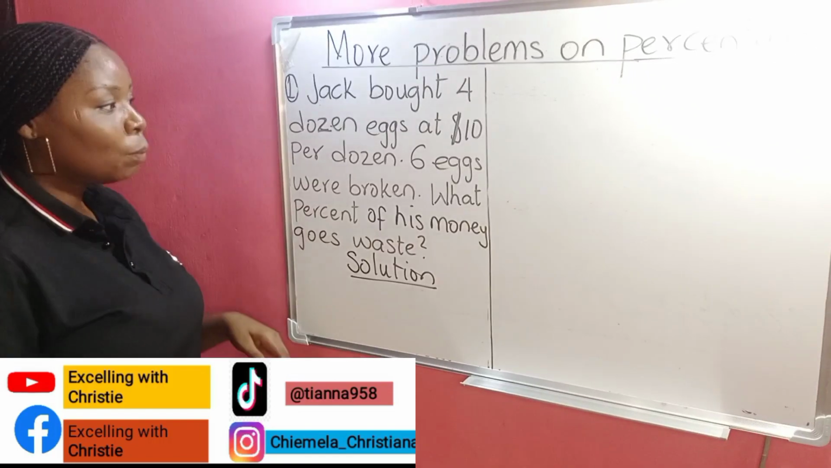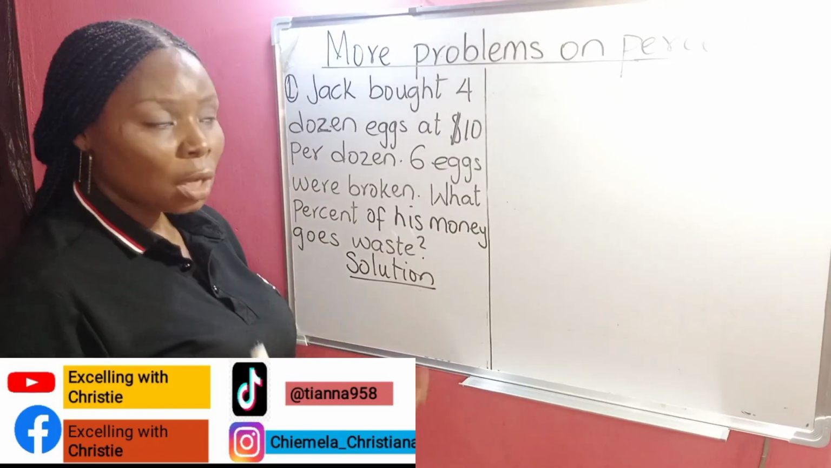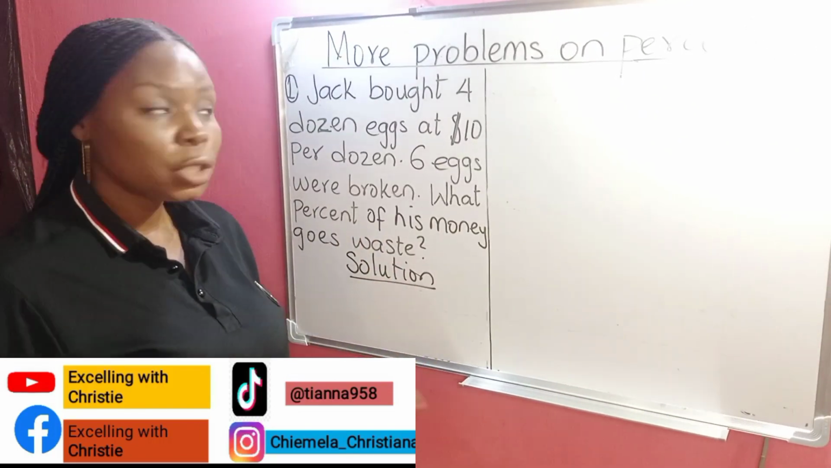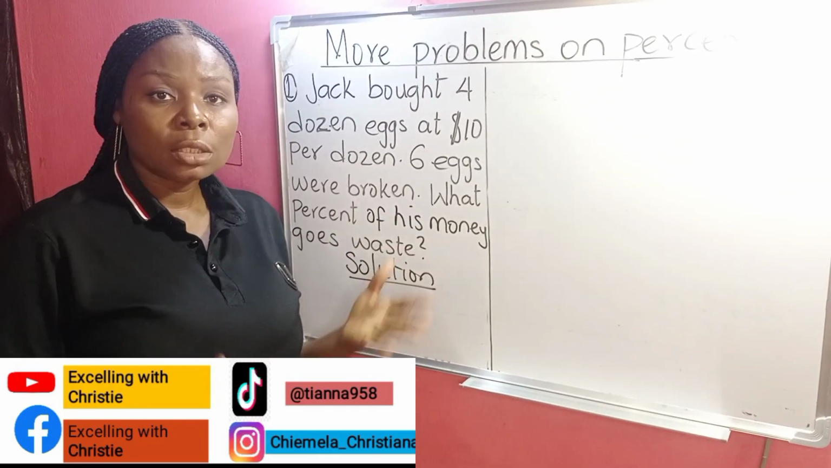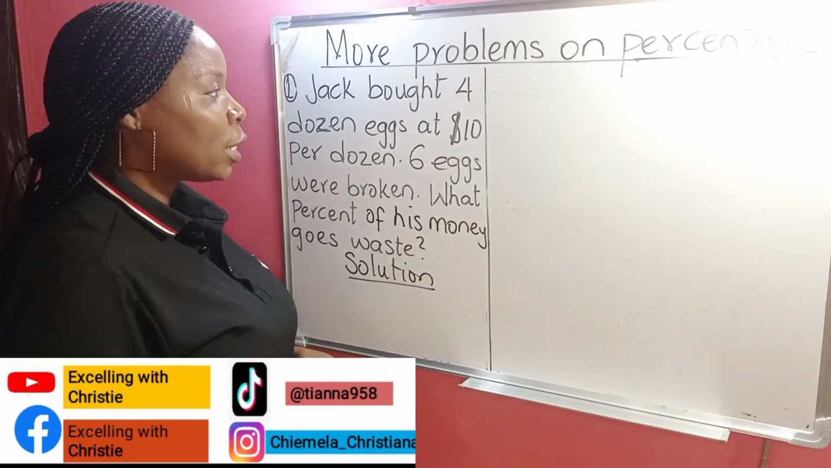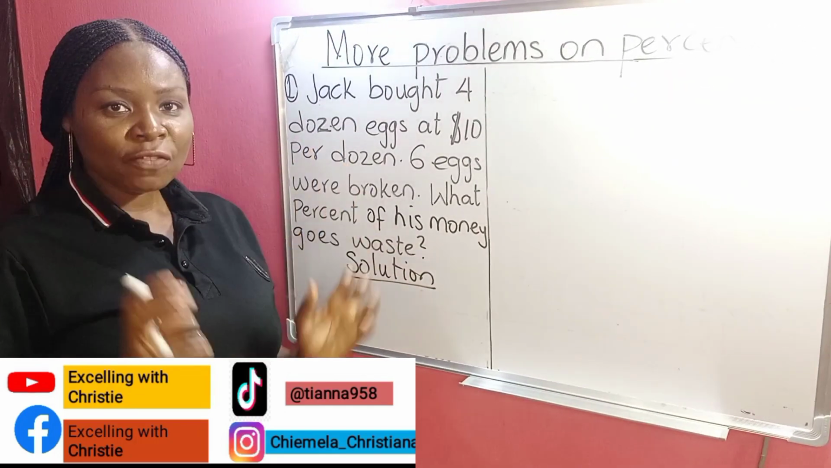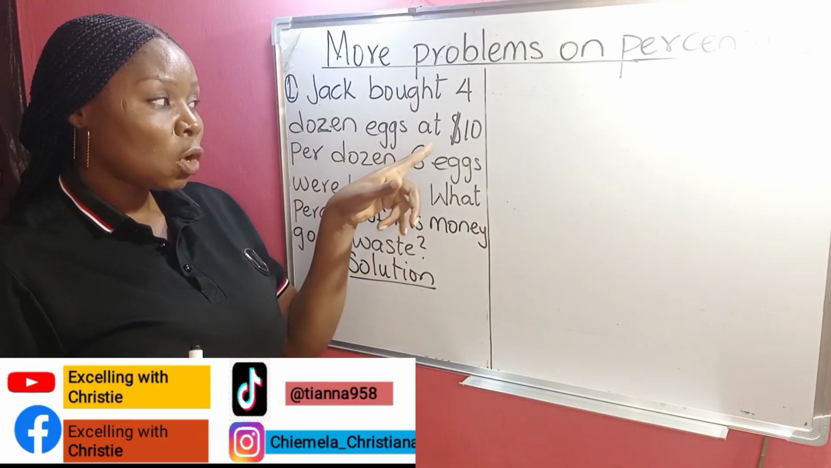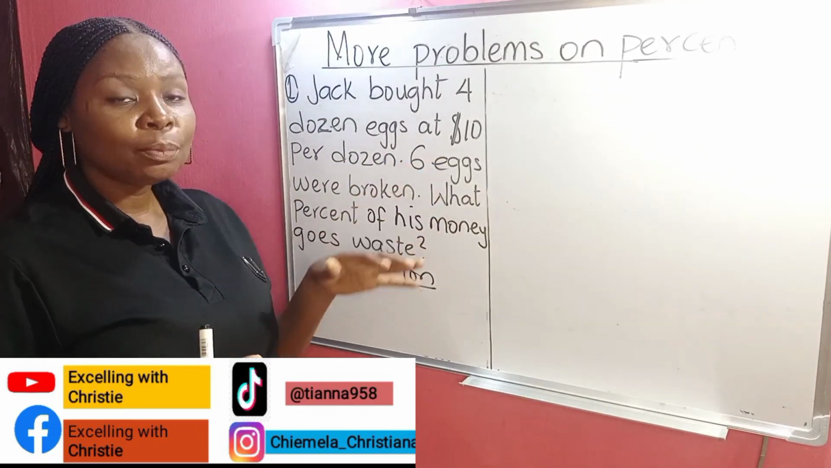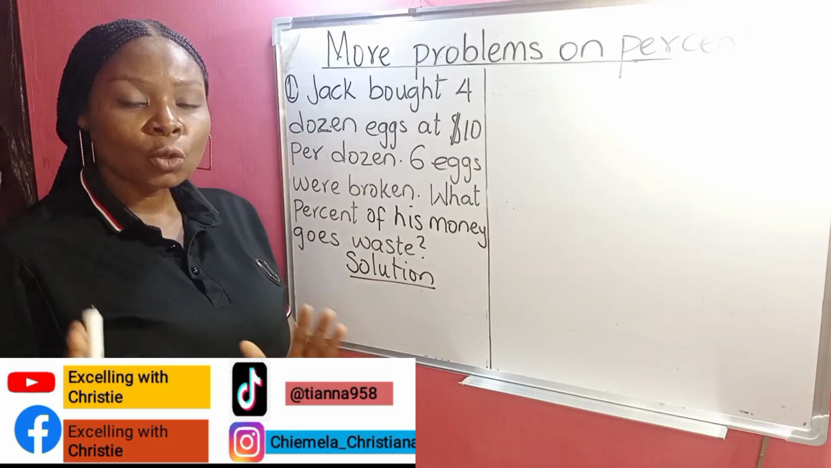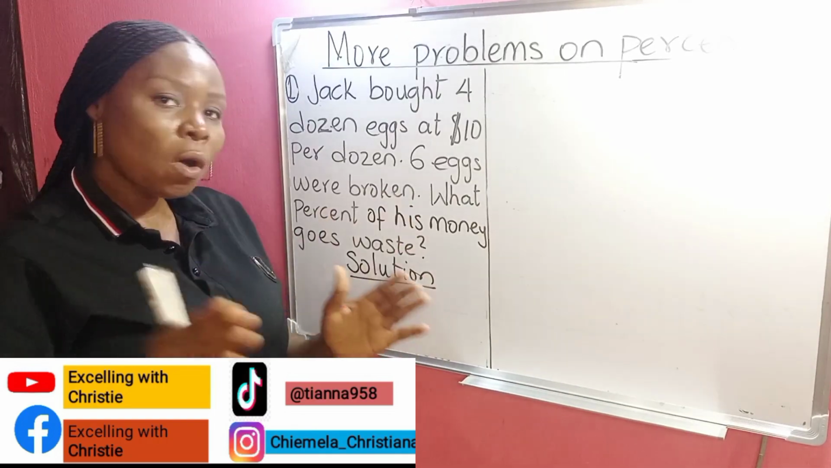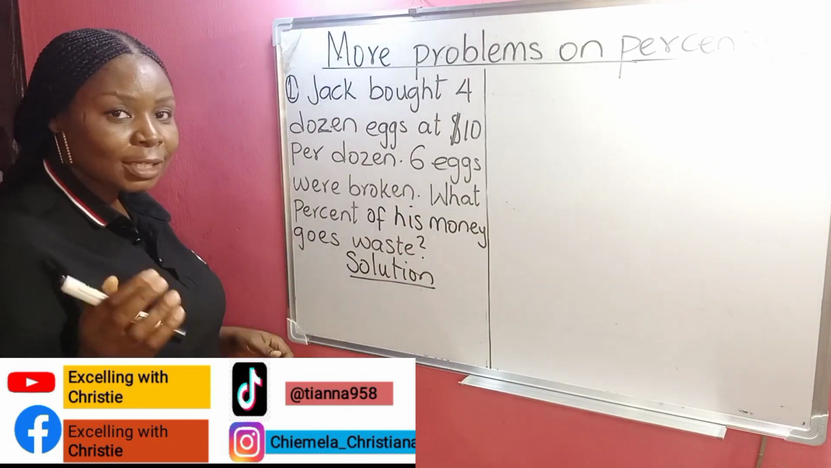All right, first of all, a dozen means 12. A dozen oranges means 12 oranges. A dozen eggs means 12 eggs. So it means that each 12 eggs cost $10, okay? And he bought 4 of those 12 eggs. That means 4 dozens of the eggs. So let's write that out first.